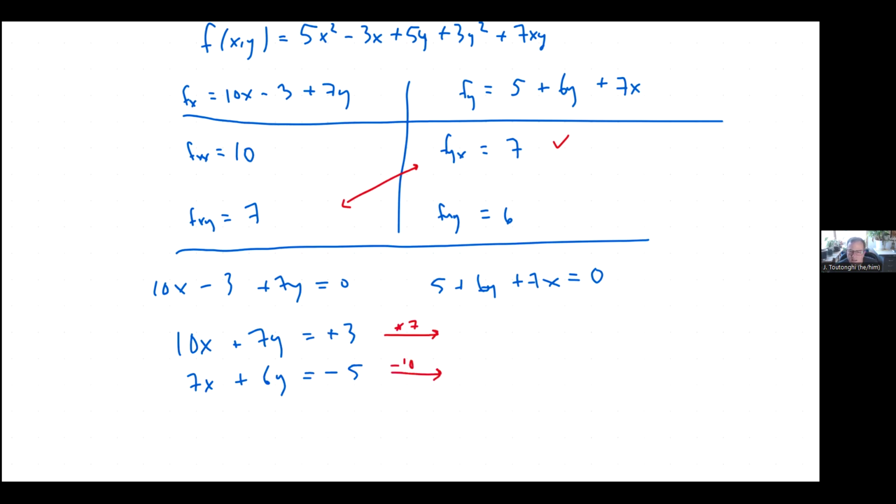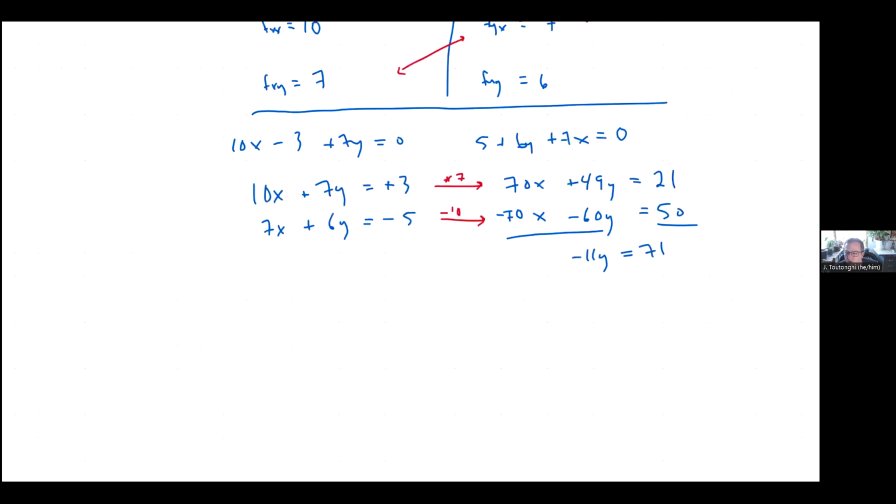So I'll get 70x plus 49y equals 21. And negative 70x, that's why one's positive and one's negative, so I can add them and get 0, minus 60y equals positive 50. I'm adding these up to eliminate these x's. I'm going to get negative 11y equals 71. And then divide by negative 11 to get y equal to negative 71 over 11.